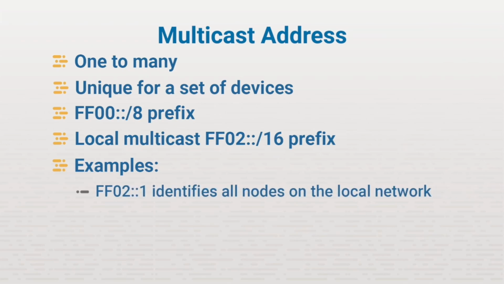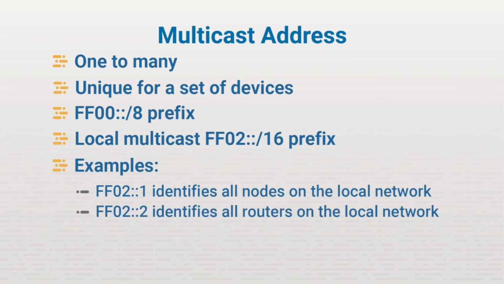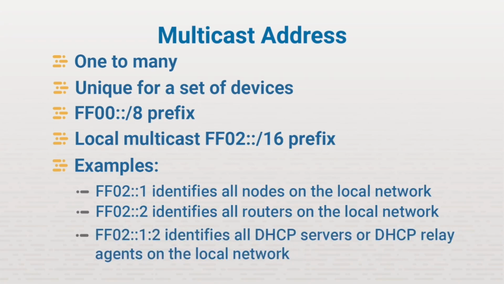For example, FF02::1 identifies all nodes on the local network. This is the equivalent of the IPv4 subnet broadcast address, except there are no broadcast addresses in IPv6. Multicast addresses are used instead. FF02::2 identifies all routers on the local network, and FF02::1:2 identifies all DHCP servers or DHCP relay agents on the local network.